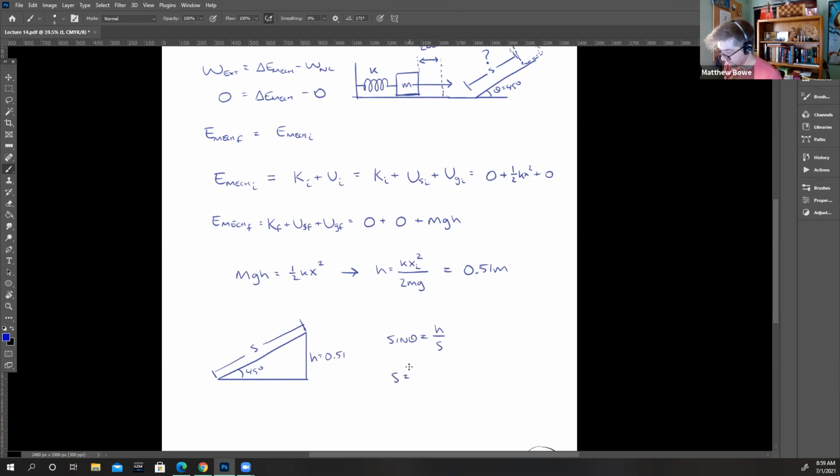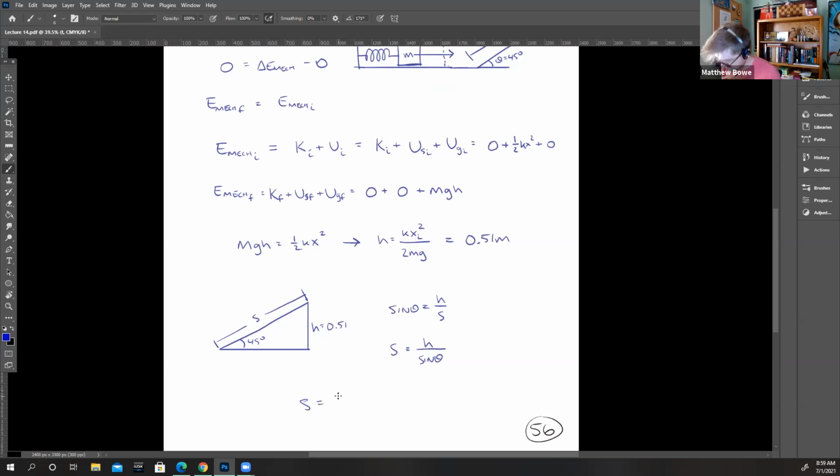So we could solve for this distance, and I don't think I addressed it. I'm just calling it S because nothing else that I know of is labeled S, so it's easy for me to pick out that this is different. So S equals the height over sine theta. At the very end, we say that the distance the block travels up the ramp, so on the surface of the ramp, is equal to 0.72 meters.